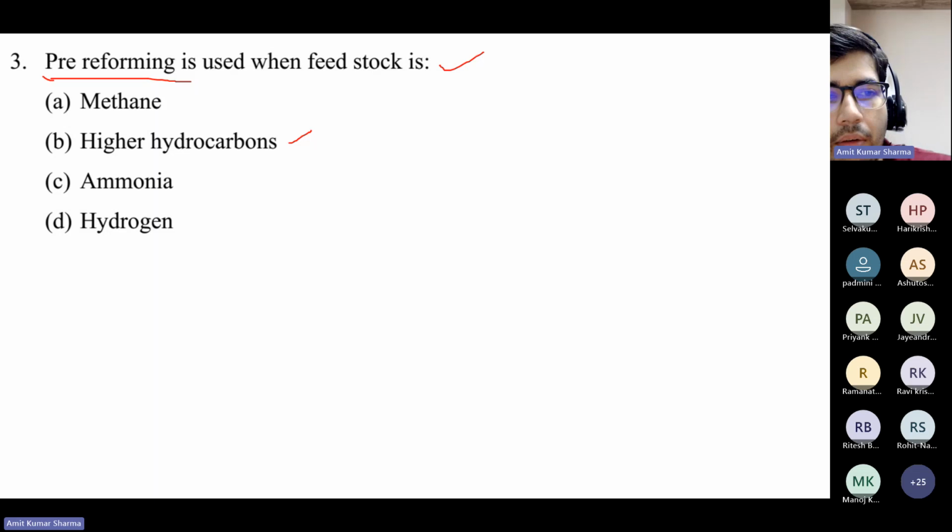Also, you can convert into lower hydrocarbons and easily maintain the steam to carbon ratio. Otherwise, if you use the same reactor, you need to maintain a very high steam to carbon ratio, so your requirement of steam will increase, and your requirement for maintaining the temperature, like 850 degrees centigrade, will increase. So there are multiple reasons. For higher hydrocarbons, we use pre-reforming and then main reforming.